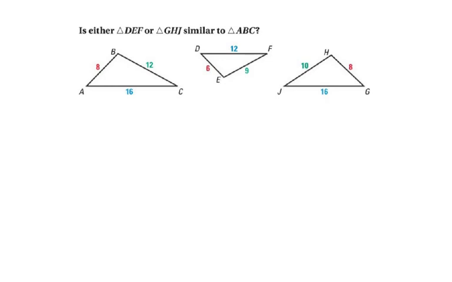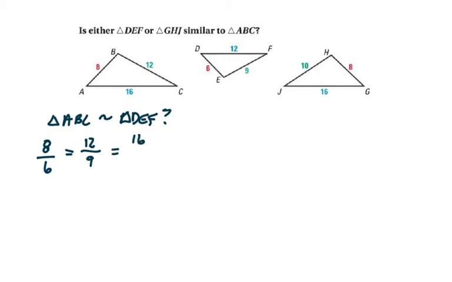So we want to know if DEF or GHJ are similar to ABC. Could be both of them, could be neither of them. We just want to check and find out. So we've got ABC, and we're going to check it against DEF first. So AB is 8, and that matches DE, which is 6. BC is 12, and I'm following the order of the letters from the similarity statement we've written. EF is 9. AC, the last one, is 16.